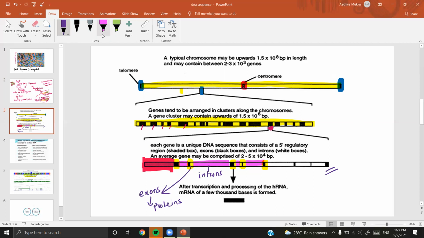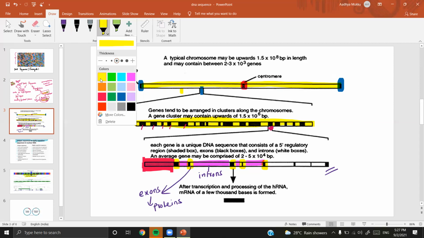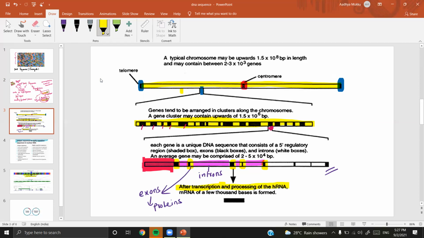So once the transcription is done, let me show you. After the transcription and after the processing of the hnRNA, what are you going to get? You are going to get this particular mRNA, which will be of only a few thousand bases in length. So you could see that the gene has these regulatory regions, the exons and the introns. Once they are transcribed and produce an hnRNA, and the hnRNA is processed, you get your mRNA, which is a few thousand base pairs in length. And remember, children, these exons are what encode for the proteins.